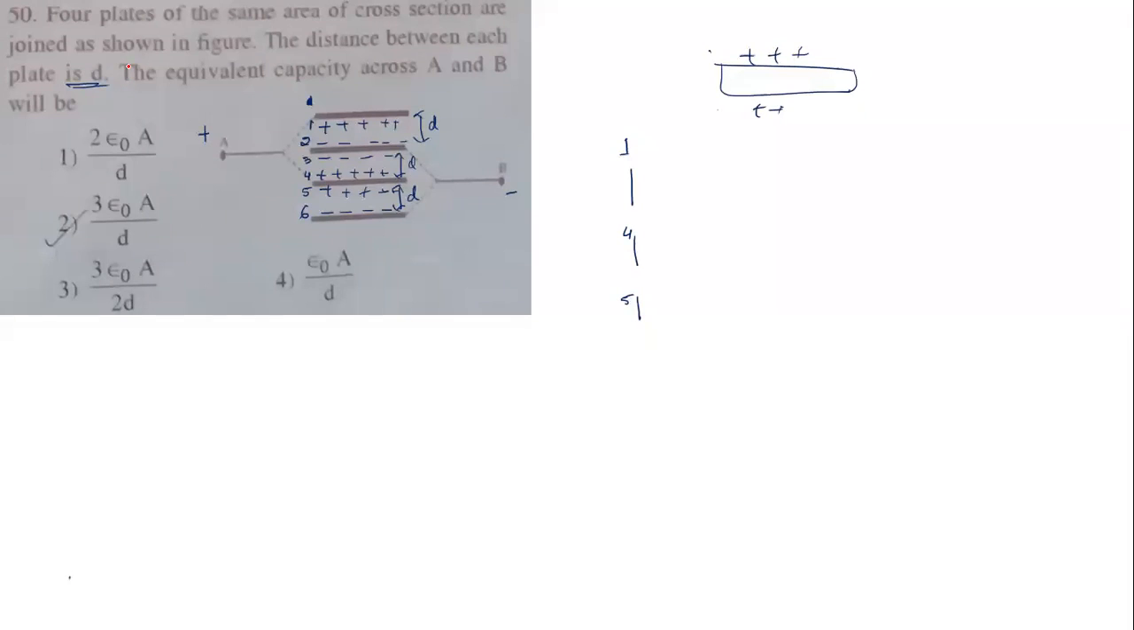In the last class, students, we were solving question number 50. There are four plates given that are connected as shown in the figure. That we are going to write now. I have taken the plates here as 1, 2, 3, 4, 5, 6. Look at this: plates 1, 4, and 5 are at positive potential.